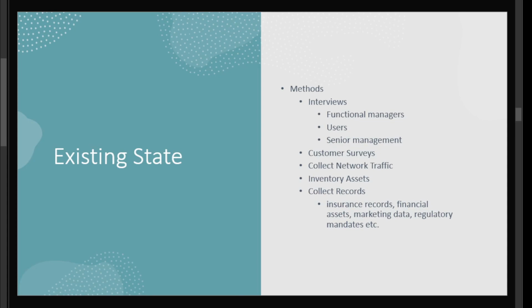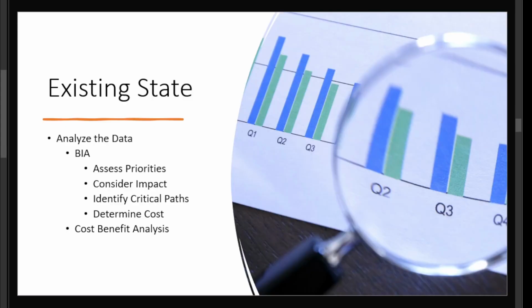The methods for gaining this data start with interviews: interviewing functional managers, users, and senior management, then surveying customers, collecting network traffic, inventorying assets, and collecting records such as insurance records, financial assets, marketing data, regulatory mandates, etc. After all the data has been collected, a detailed analysis can be conducted, and then a BIA takes place. The BIA is an assessment of the priorities given to each asset and process within the organization.